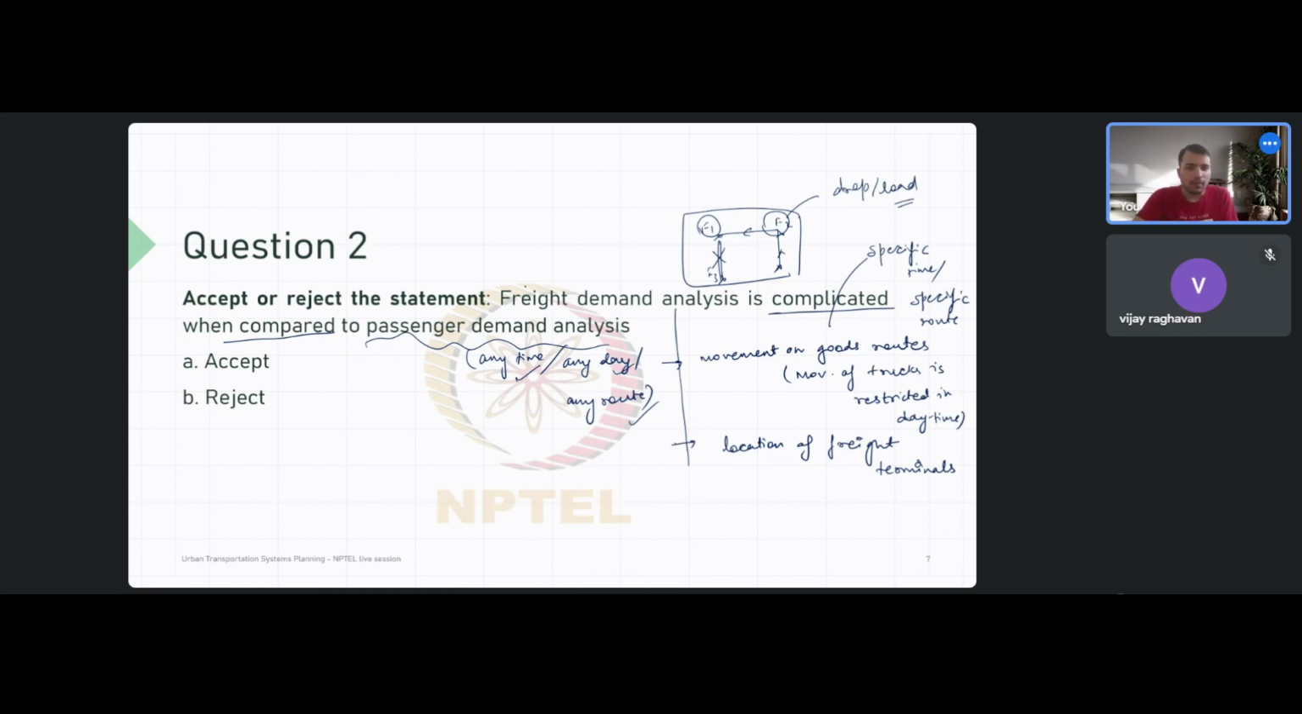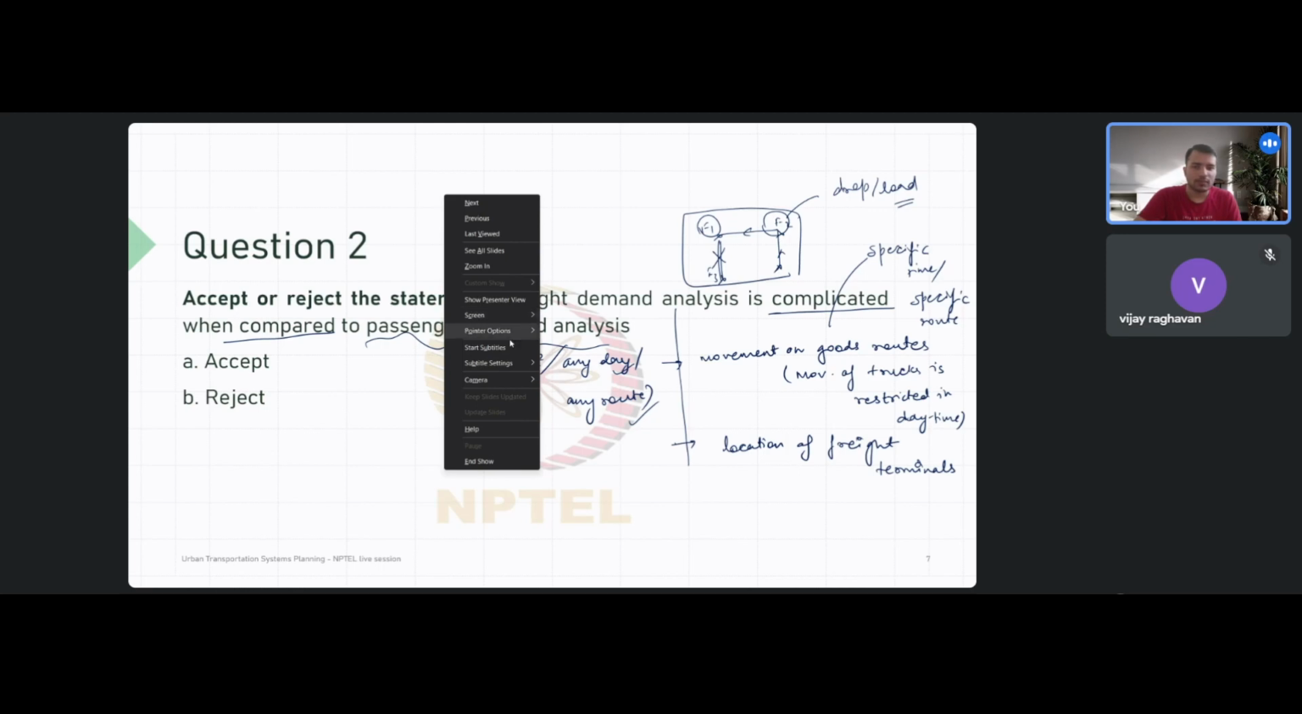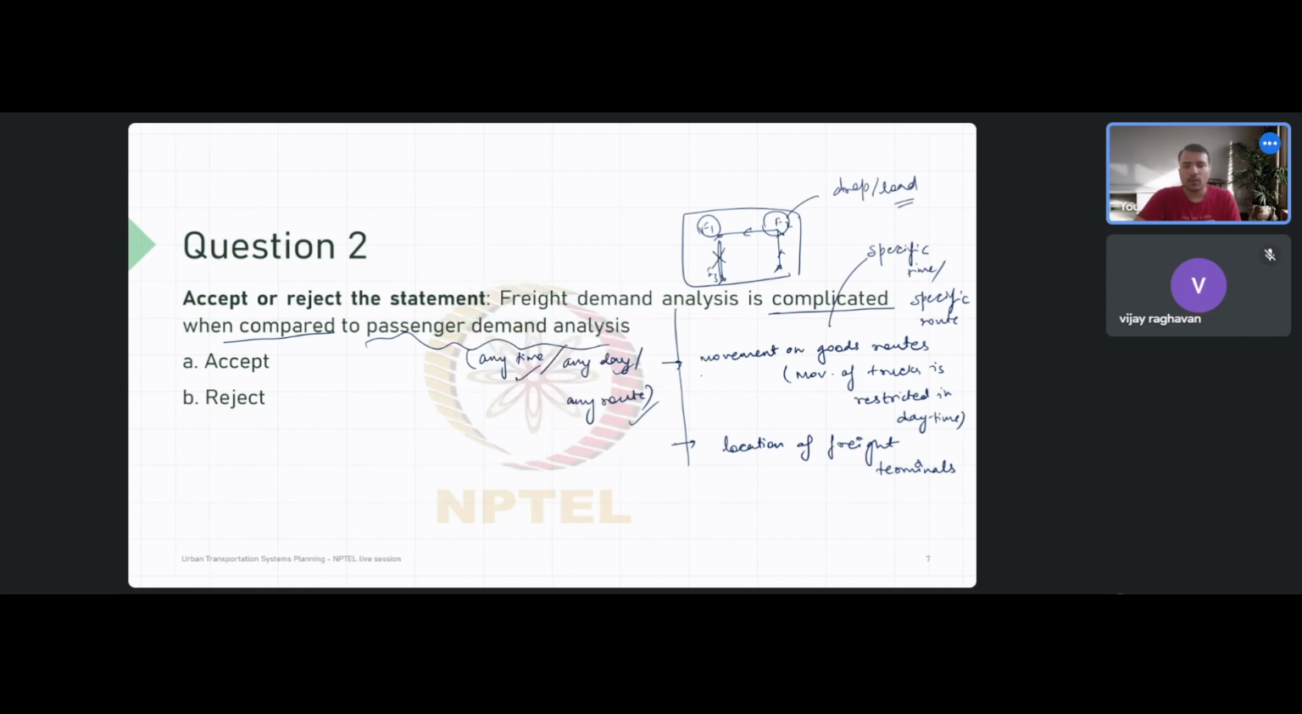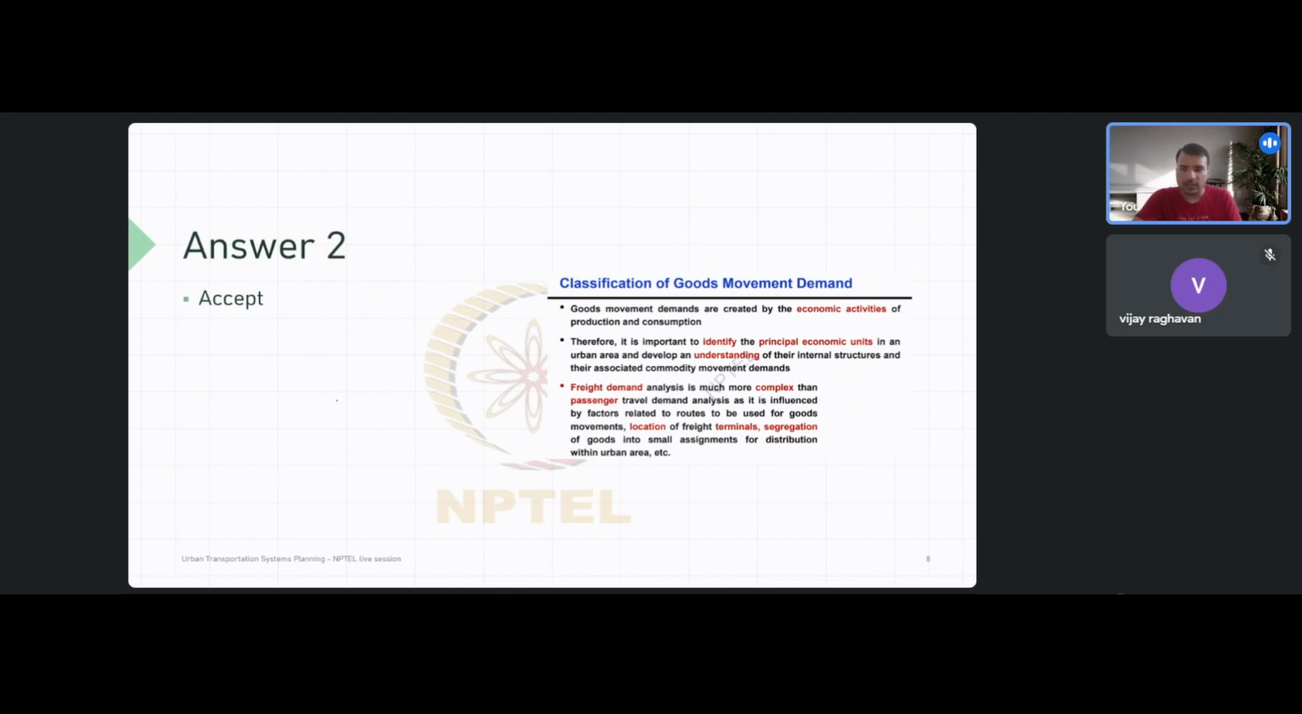So that's what makes freight demand analysis more complicated when compared to passenger demand analysis, because there are certain factors which we need to consider. So the answer here is accept.